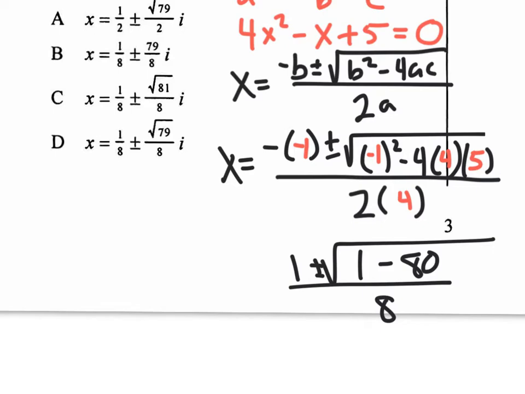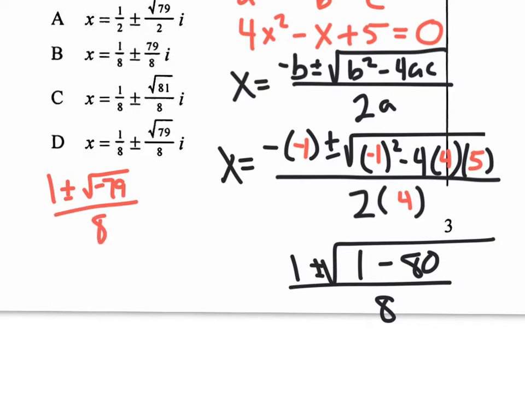Right, Tyler? Yep. All right. So we're going to keep working on the radical value. 1 minus 80, that's minus 79, or negative 79. So let me bring my work up here. 1 plus or minus the square root of negative 79 over 8.